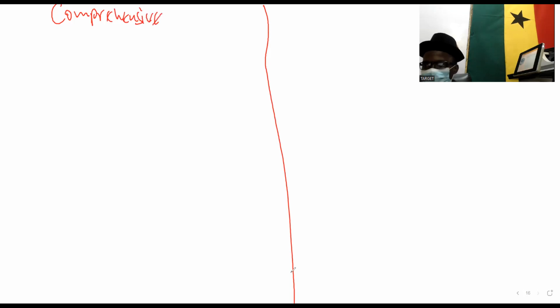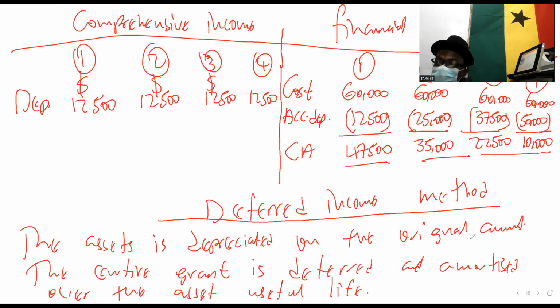Please, with this, the entire grant becomes what? A non-current liability. And every year, a portion is released. You amortize it over the asset's useful life. Every year, a portion is released. That's all. So take notice of that.